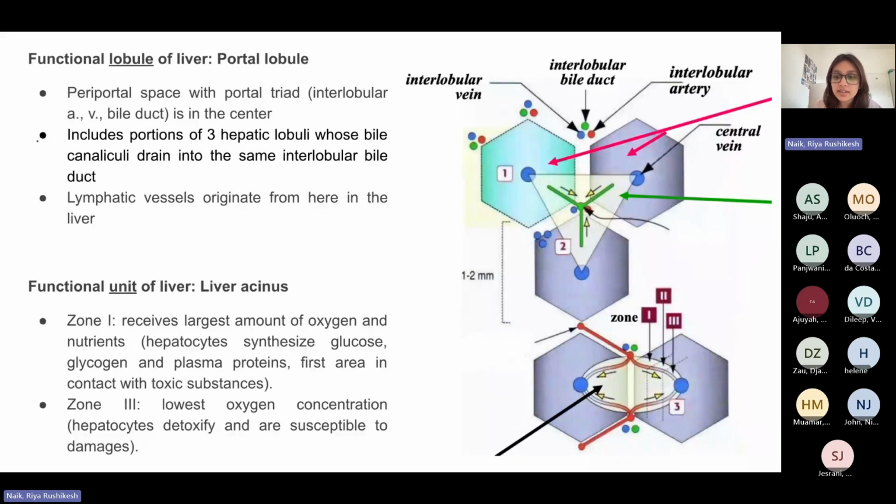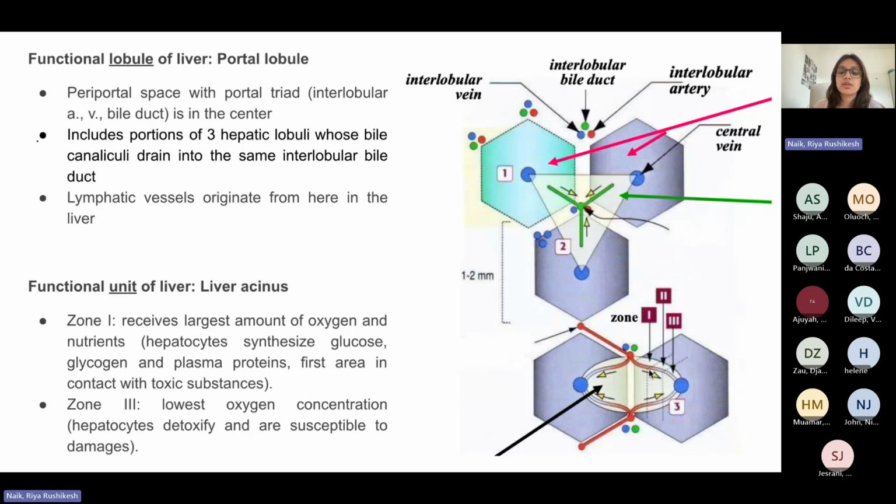Next, we have the liver acinus, which is a functional unit of the liver. Okay, it is found inside the hepatocytes. You cannot see it. It is just a theoretical thing which you need to know. It has got three zones. The zone one, it receives the largest amount of oxygen because it's present right beside the portal triad, so it's going to receive the most amount of oxygen and the nutrients and everything. So the hepatocytes in this area synthesize the glucose, the glycogen, and the plasma proteins.